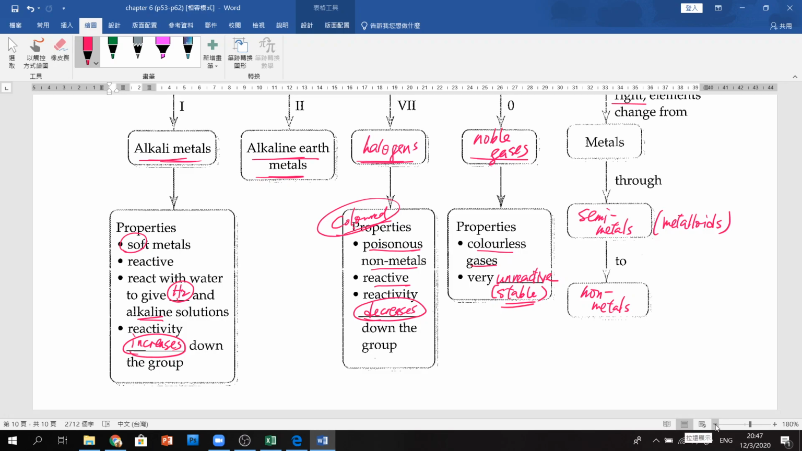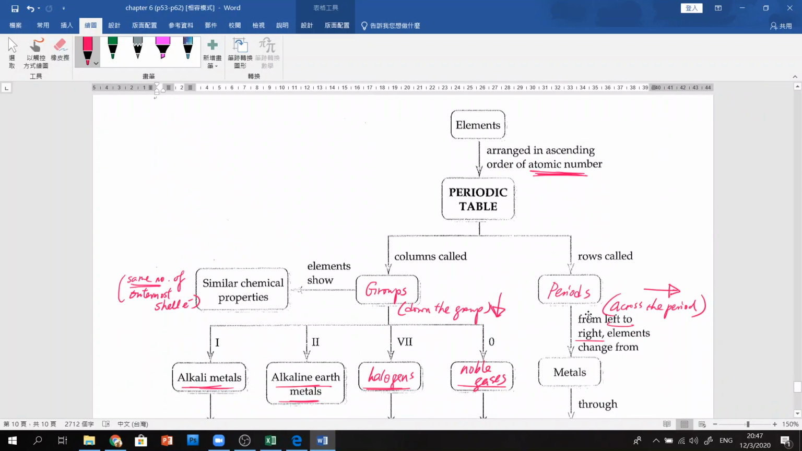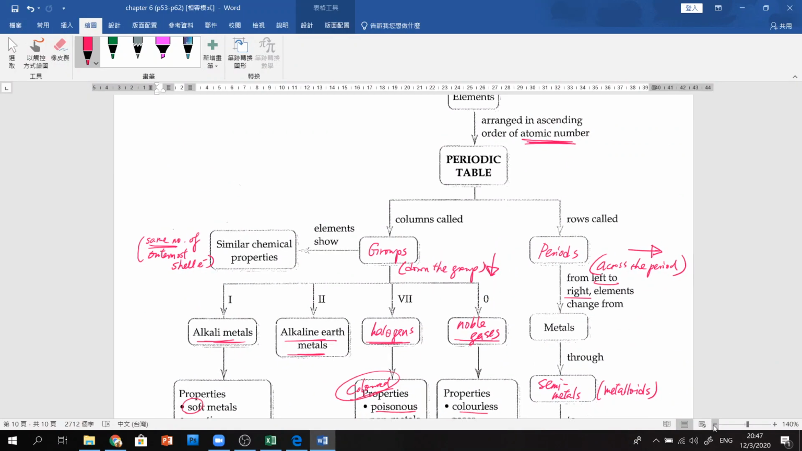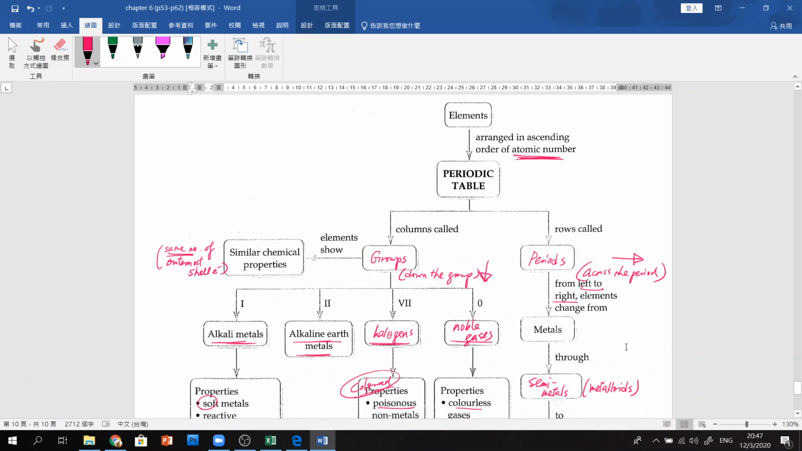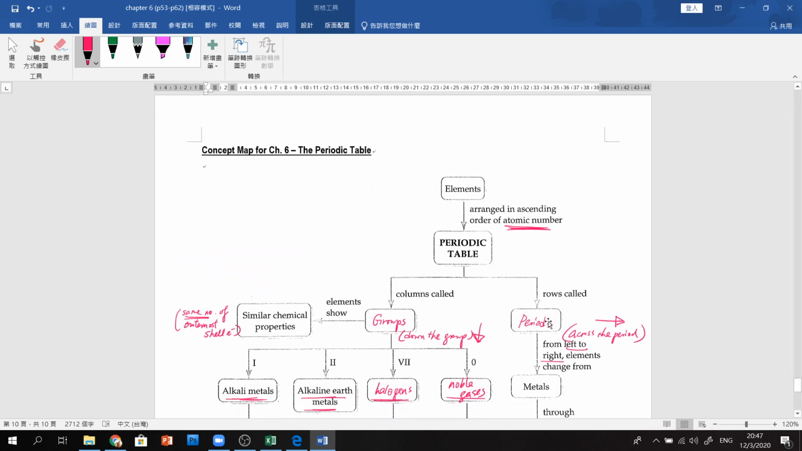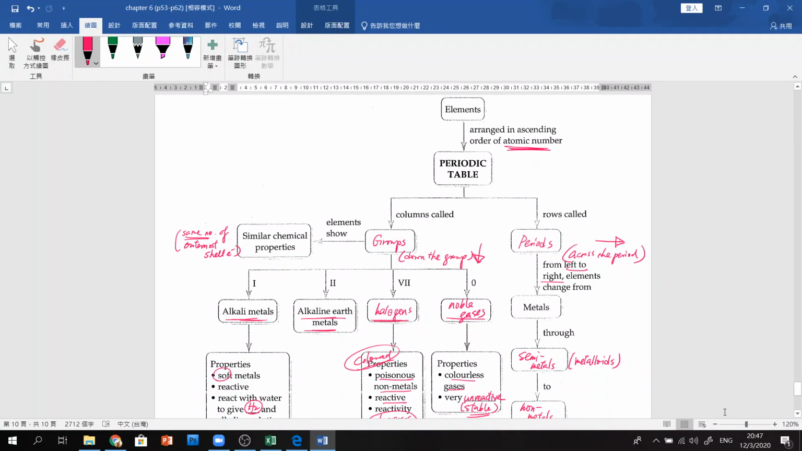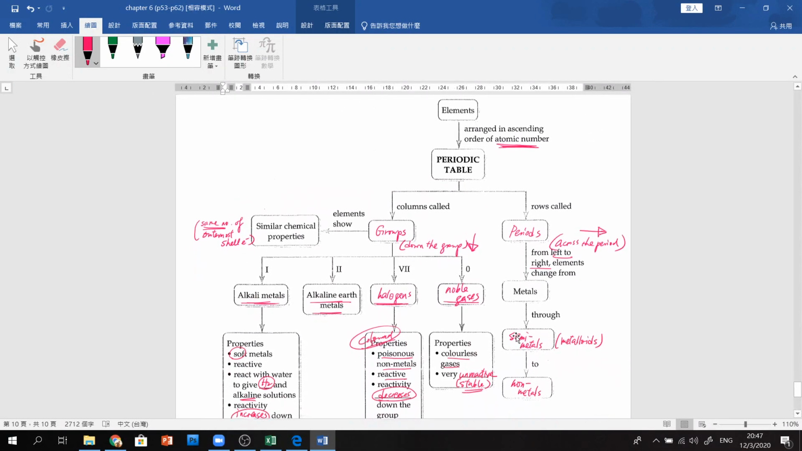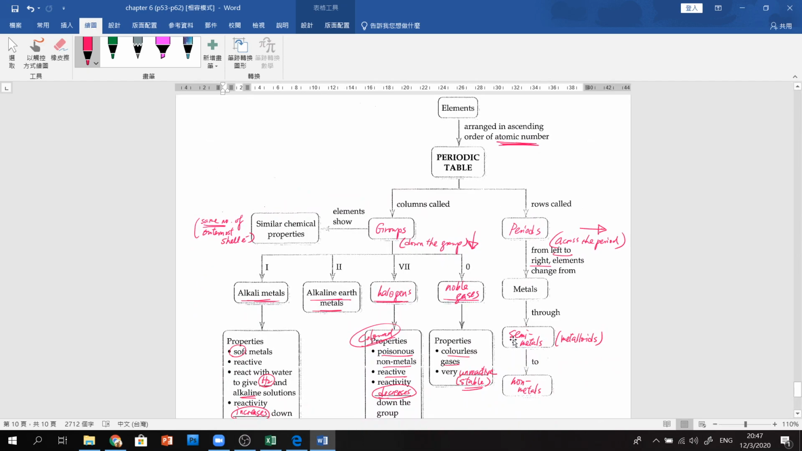Okay? So this is what I would like to talk to you about the periodic table, from Group 1, Group 2, Group 7, and Group 0. So this is what I would like to share with you, and I do hope you would start to appreciate the beauty of chemistry after taking a look at this chapter, the periodic table. So very, very special. Let's enjoy the beauty of chemistry.